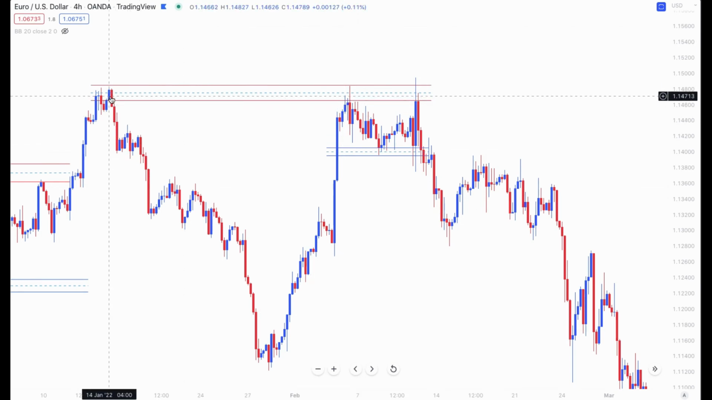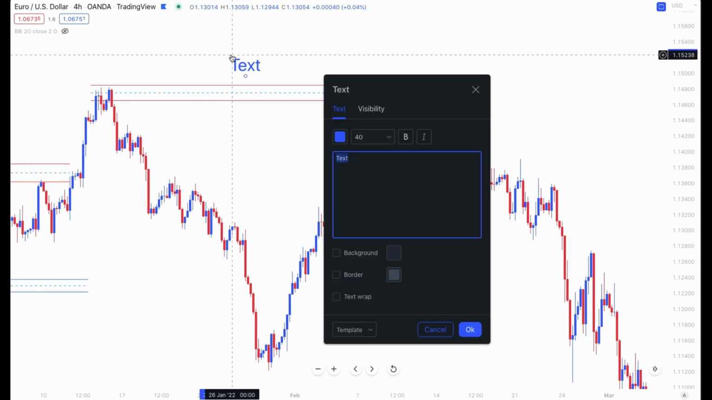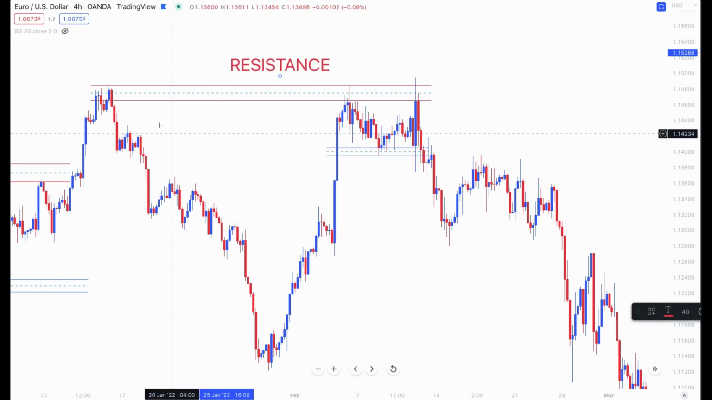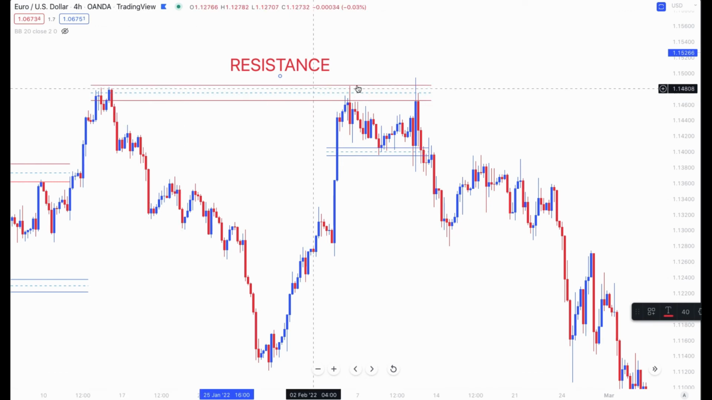Look, this was on the 14th of January 2022. This was on the 4th of February 2022. Quite some time has passed, right? Yet this area still remains one of resistance. Okay? This is still a significant area. The bulls still cannot push the price past this point. Okay? The bears are still in control here.